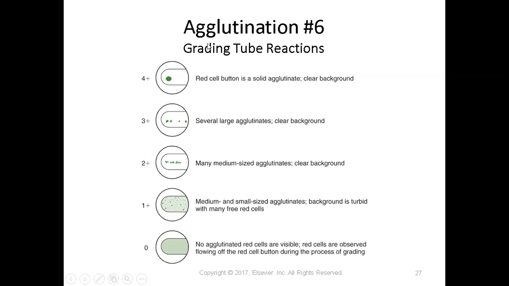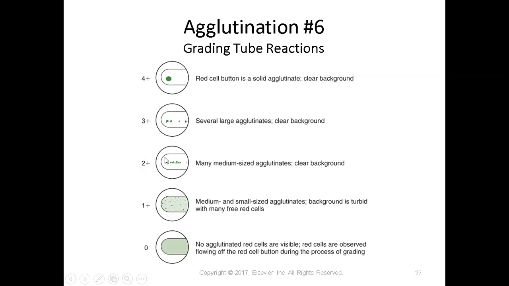When we have a positive, we need to say, is it 4+? That's the strongest reaction we can have. And so all of the red cells in that tube are in a button, and so the background liquid is clear. There are no red cells in that background, so that's a 4+. A 3+ reaction might be when we have several large pieces of red cells, but it's not one big chunk. And here the liquid in the tube is still clear, because the red cells are bound up into a couple of big pieces.